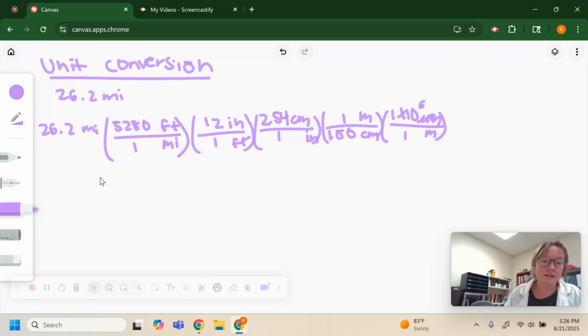Then type this into your calculator, and you multiply everything on the top, divide everything on the bottom. Notice that everything is going to cancel out. My miles will cancel out with miles. My feet will cancel out with feet. The inches cancel out with inches. The centimeters cancel out with centimeters. The meters cancel out with meters. And all of a sudden I'm left with micrometers. And all that is left is 4.22 times 10 to the 10th micrometers. And that, let me tell you, ladies and gentlemen, is a whole lot of micrometers.